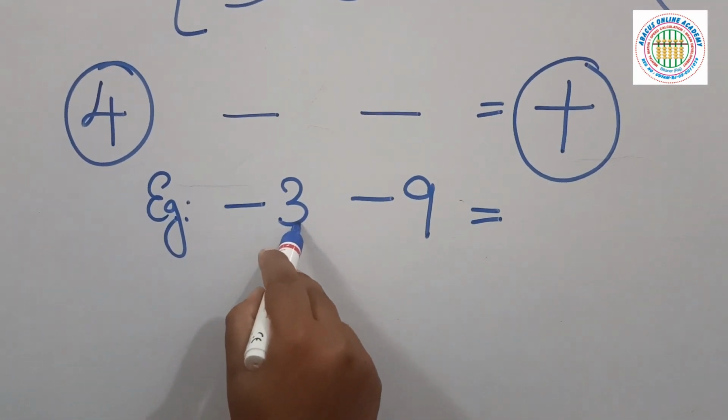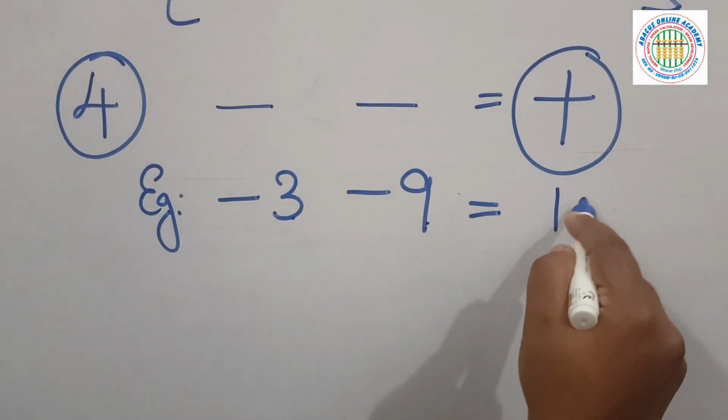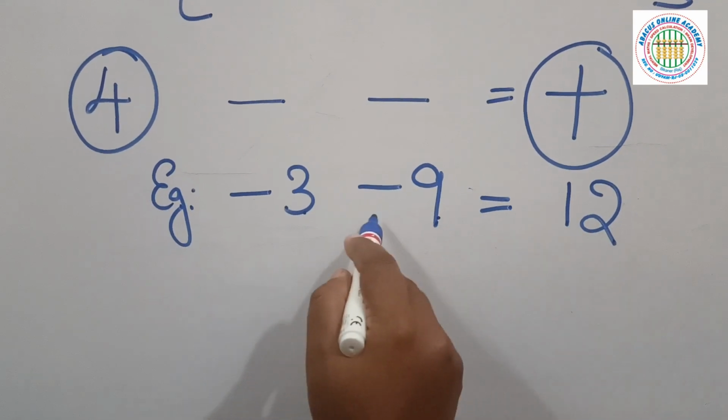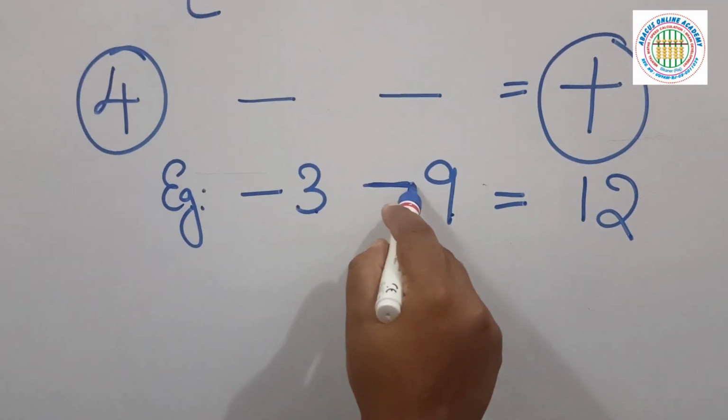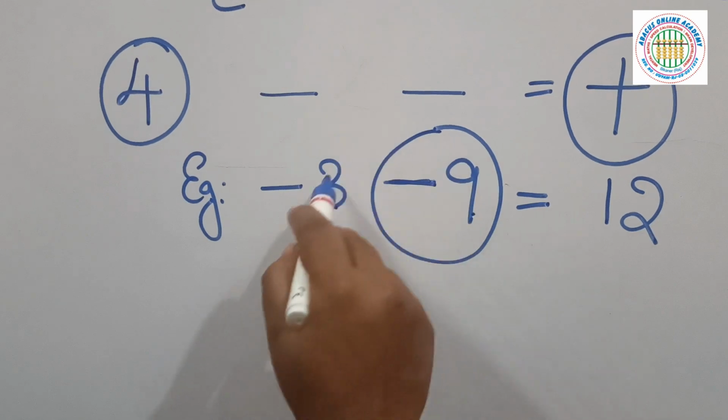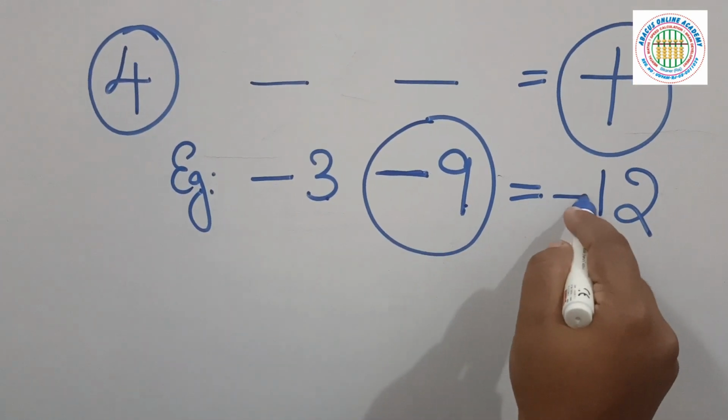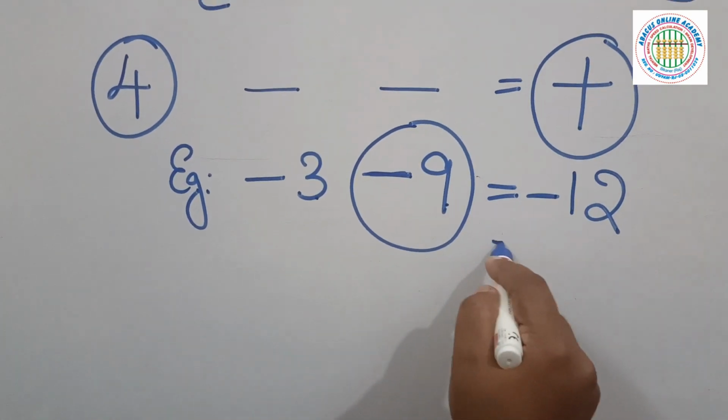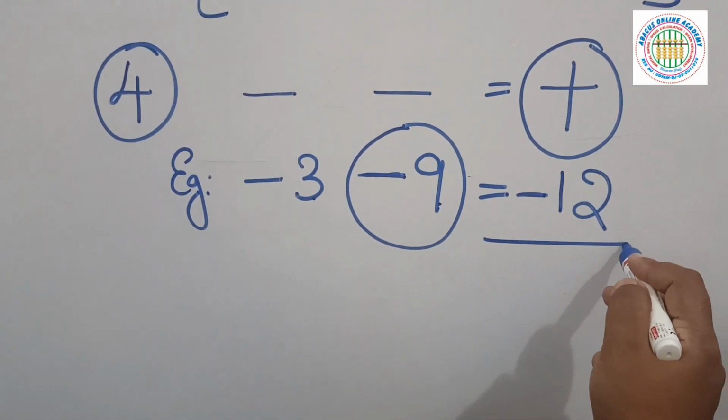So 3 plus 9 is 12. But the sign, which one will I add? Minus. Why? Because 9 is a bigger number here. So I'll add a minus sign in front of it. So the answer is minus 12.